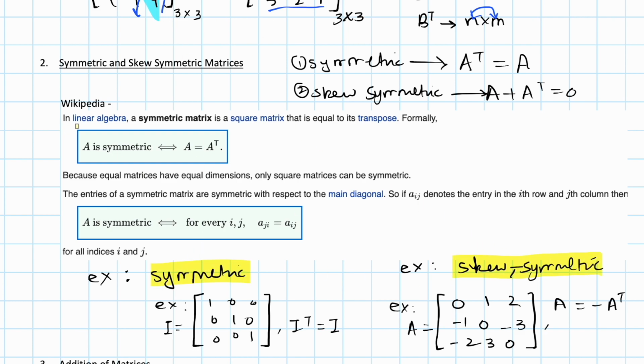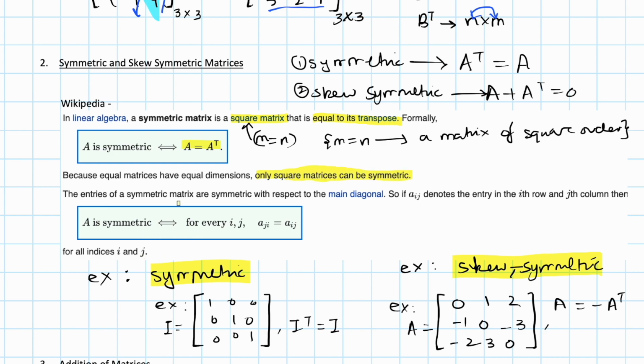If you just skim through the Wikipedia definition, in linear algebra, a symmetric matrix is a square matrix. Yes, this is very important. For a matrix to be symmetric or skew symmetric, it has to be a square matrix. That means the order must be equal, that means m equals n. We cannot have a rectangular symmetric matrix. That does not make sense. It is equal to its transpose, and this is the same condition that I told you, because equal matrices have equal dimension, only square matrices can be symmetric. This is very important. Similarly, we had the definition of a skew symmetric matrix just analogously right here. I know I don't have the Wikipedia right here, but it's the exact same.